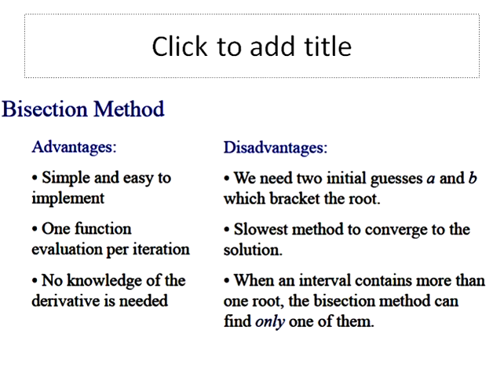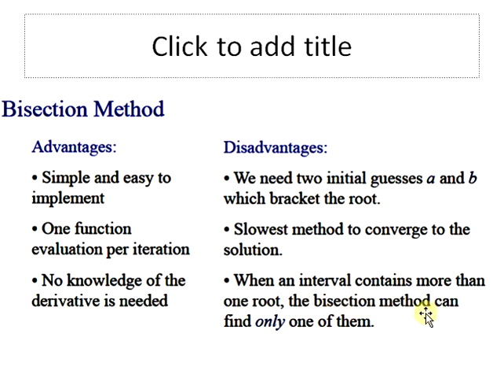So finally we can conclude the bisection method, which is simple and easy to implement, needs one function evaluation per iteration. There is no knowledge of derivatives needed if you want to calculate the bisection method. The drawback of this method is that we need to have two initial guesses. So we need to guess the values of a and b, which bracket the root. It's not very easy to guess these values for some nonlinear equations. Because of this, we need a lot of iteration steps, and so it is the slowest method to converge to the solutions.